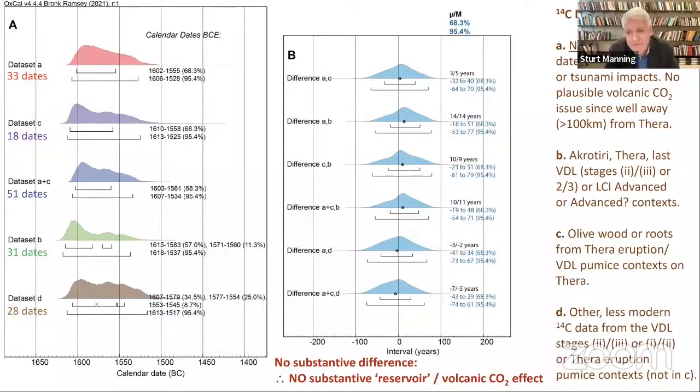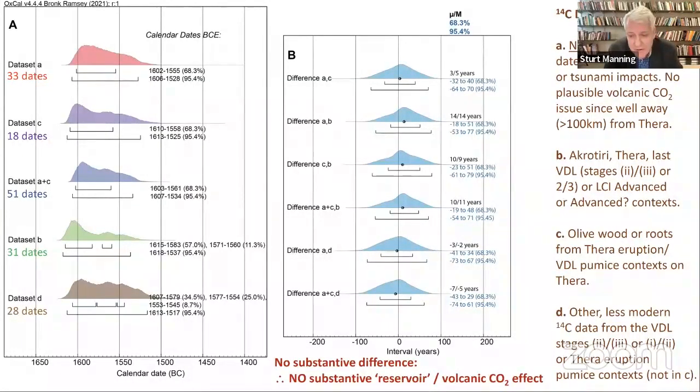We also have material from Thera itself, which is not strictly from Akrotiri, which is either from olive wood or other material, which also relates to the eruption. And we can compare that. So that's dataset C versus A, to see whether there's any difference, because the ones from Thera, are they affected by some volcanic effect? And then we have the dates from Akrotiri, from the excavations, from the final phase, which have been much discussed in the past. Again, we can compare them against dataset A and ask, is there any evidence of a volcanic offset?